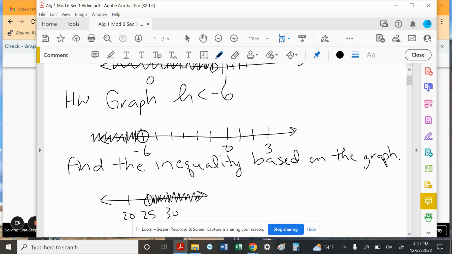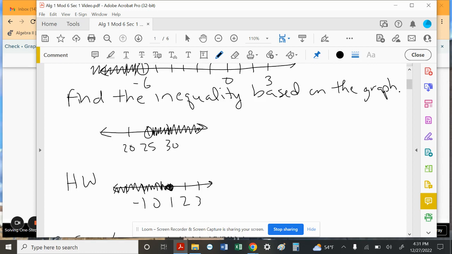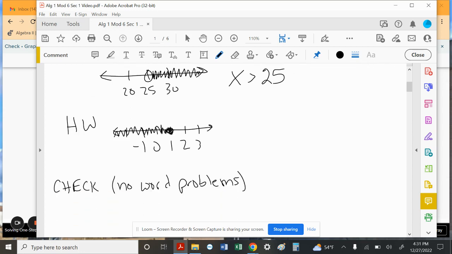Okay. Finding the inequality that's based on the graph, we already did this one. This one is x is greater than 25 because of that open circle. On the homework problem that you have, you want to find this one. In this particular case, notice that this point right here, there's a line right there. You obviously can't see it very well. There's one there, there's one there. So this point is -1, then we have 0, 1, 2, 3. So notice we have a closed circle or a solid circle there, so it's going to be equals. It's going to the left, so it's going to be less than or equal to. We're going to have x is less than or equal to 1.